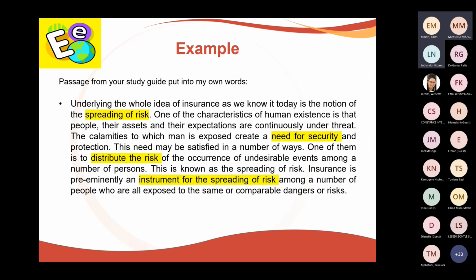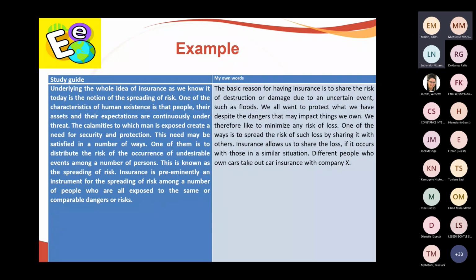The first one is that the paragraph is talking about spreading of risk. The paragraph also brings out the notion of security, the need for security. It's also talking about distribution of risk. And the last important theme is an instrument for the spreading of risk. So the whole paragraph is trying to explain insurance as an instrument for spreading risk. You can move on to the next slide.